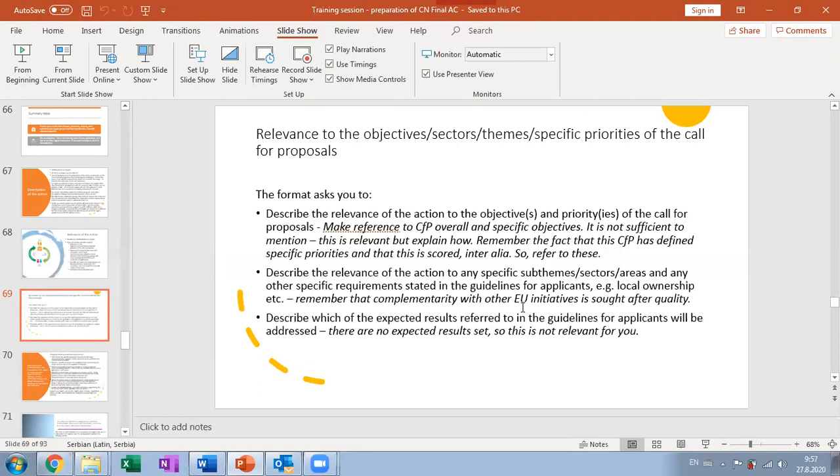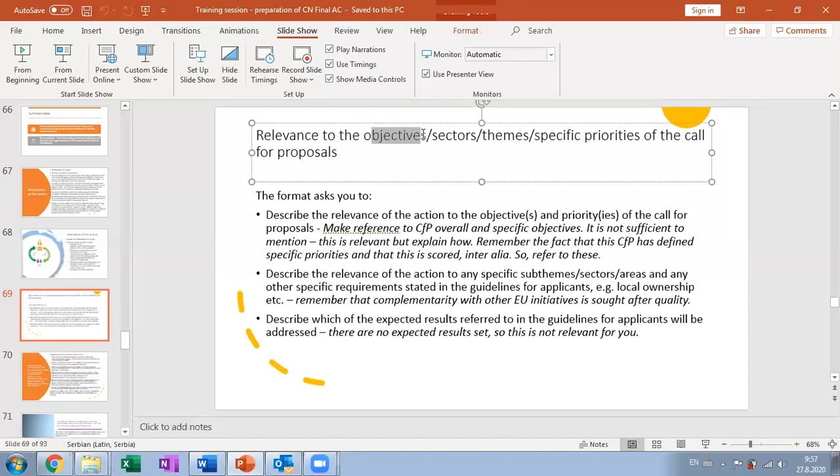You have to explain how your project is relevant to the objectives of the call because of this and that, because it plans to do these things, because it plans to have an impact on these issues, and so on and so forth. Remember that there are certain priorities listed here as well. So when explaining how your project relates to the objectives of the call, don't only mention the objectives, but also the specific priorities of the call.